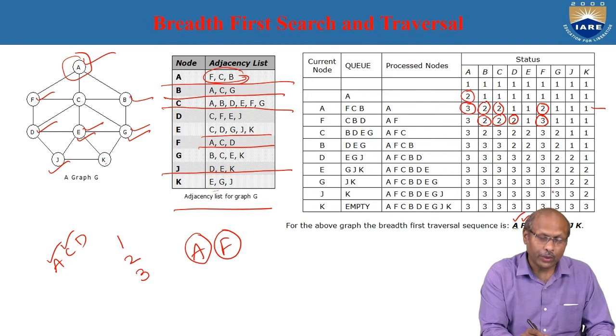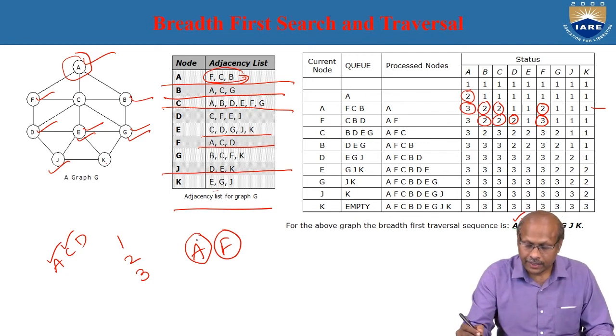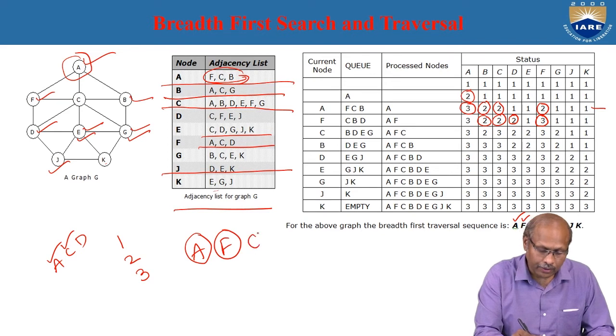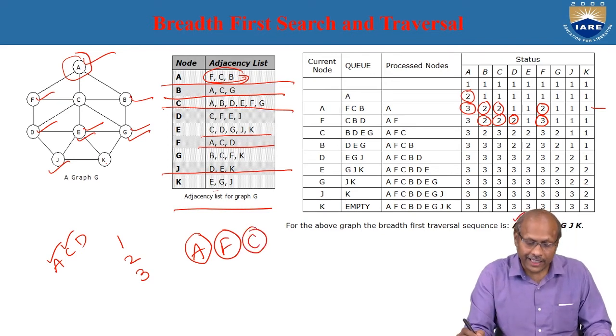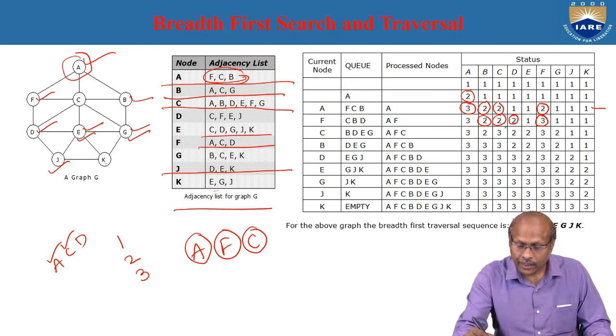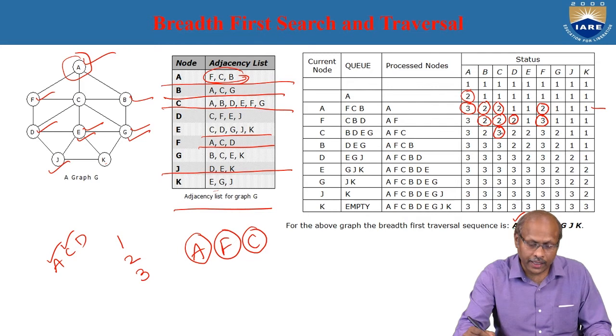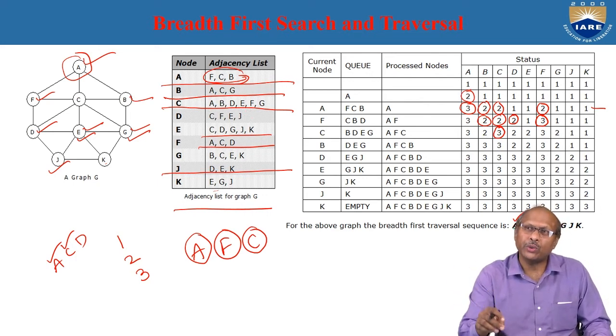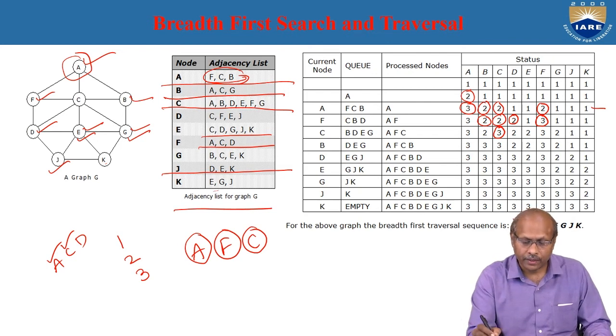Now next, because you are following the queue, next is C. So remove C. Once C is processed, change the status to 3. So you are changing the status to 3. After changing status to 3, you have to find out the neighbors of C. What are the neighbors of C? A, B, D, E, F, G. So you have to put them into the queue. After putting into the queue, change the status to 2.